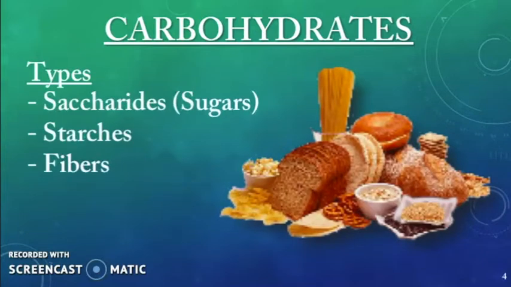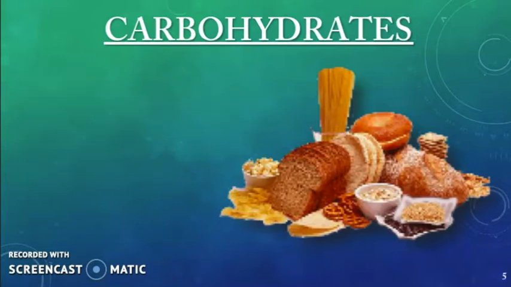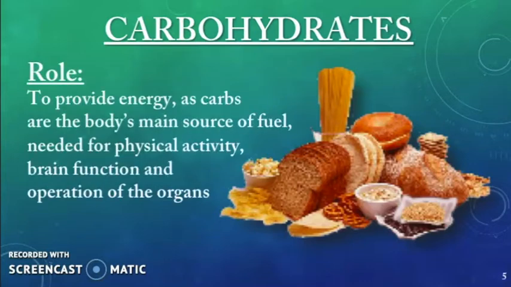Types of carbs that we're going to talk about are, actually, saccharides is kind of just a fancy name for sugars, but we'll talk about sugars in general, and then we'll talk about starches and fibers. Now, the role of a carb is to provide energy. That is the main purpose of the carbs in our diet.